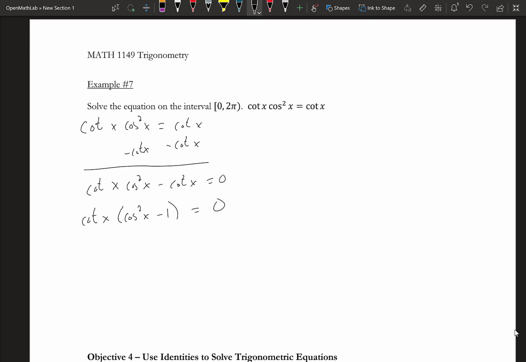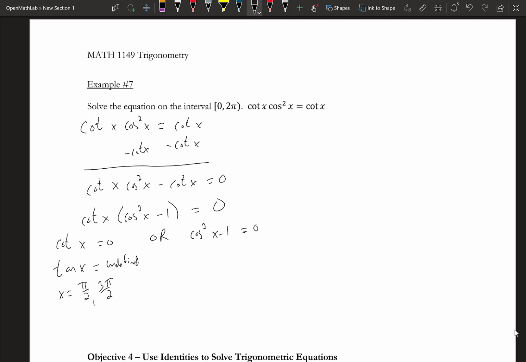So then, applying the zero factor theorem, that would give me that cotangent of x equals 0, or cosine squared x minus 1 equals 0, right? So if cotangent of x is 0, that means that tangent of x would be undefined. Remember, tangent of x is undefined at pi over 2 and 3 pi over 2, if we're just stuck between 0 and 2 pi.